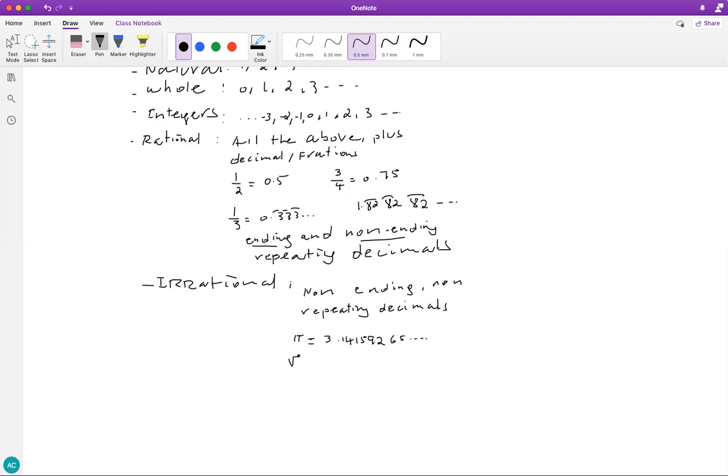As an example, radical 2 is also irrational because radical 2 is basically a decimal that doesn't end and it does not repeat. So radical 2 is basically 1.41, 42, 13, and so on, 13, 56.